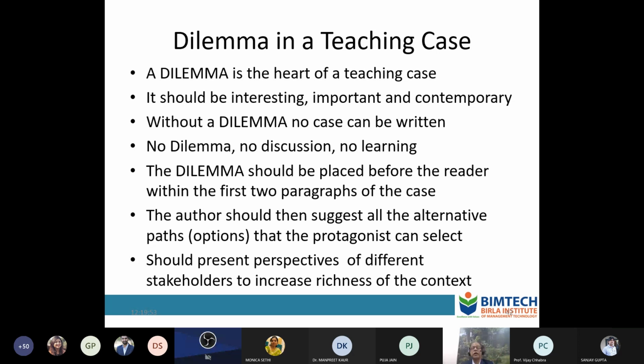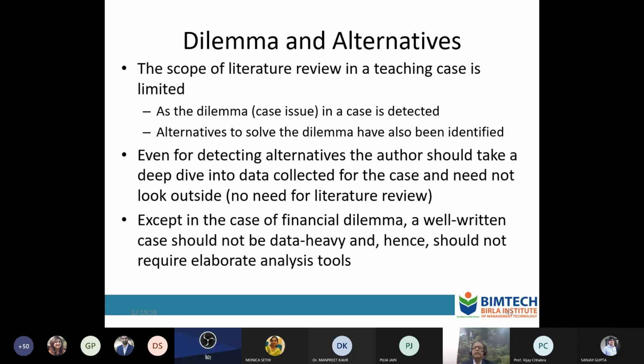Dilemma and alternatives. Alternatives also, people say don't place too many alternatives. Experts say that for class management, 3 to 4 alternatives to a particular dilemma is good enough, because the purpose is to ensure that the students discuss among themselves.